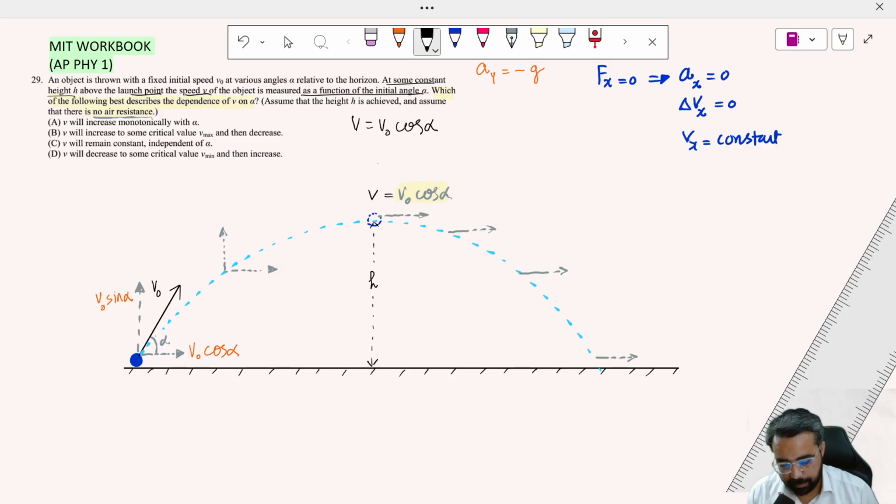So what should be the right answer? V will increase monotonically? No. V will increase to some critical value? No. In fact, I have told you that V will remain constant, independent of alpha, because this is the horizontal component of velocity. So our right answer should be option C.